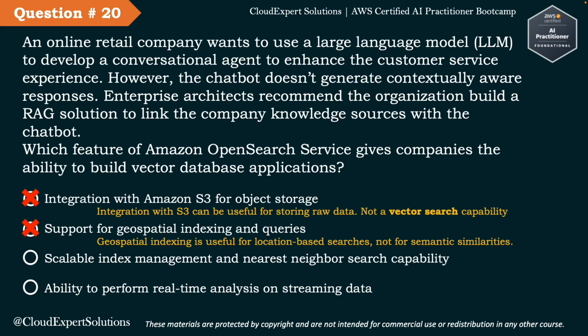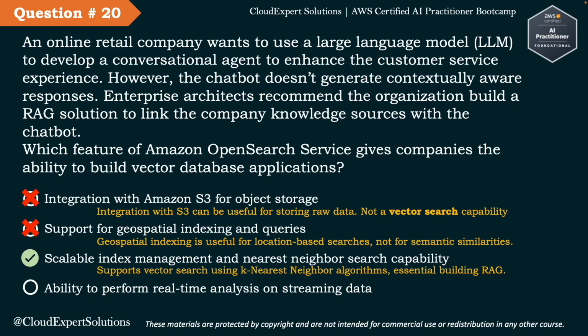Moving to option number 3, scalable index management and nearest neighbor search capability. Amazon OpenSearch service supports vector search using the k-nearest neighbor or KNN algorithm. This is essential for building a retrieval augmented generation or RAG solution. That is why this is the potential correct option. Let's park it and review the last option.